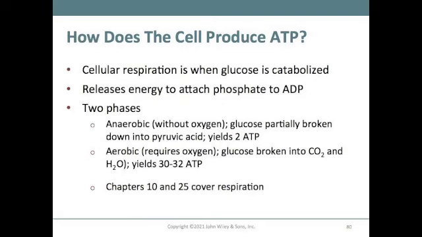In the anaerobic phase, a series of reactions that do not require oxygen, glucose is partially broken down by a series of catabolic reactions into pyruvic acid. Each glucose molecule that is converted into pyruvic acid yields 2 molecules of ATP. Concerning the aerobic phase, in the presence of oxygen, glucose is completely broken down into carbon dioxide and water. These reactions generate heat and 30 to 32 ATP molecules.